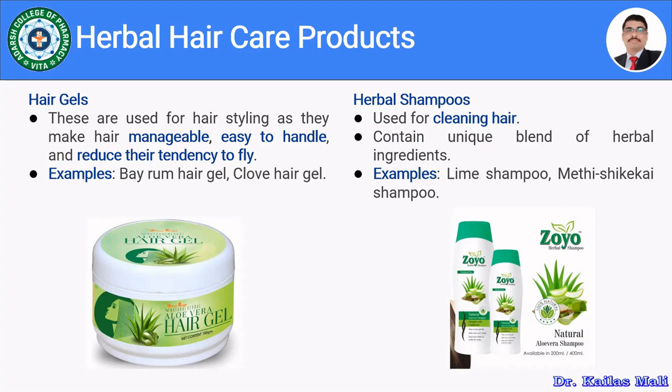The second type of preparation is known as the herbal shampoos. There are so many herbal materials which have an ability to form a foam or a soap, and they are going to give the cleaning action. They are going to be used as a conditioner, nourisher, and with the help of these ingredients, it is possible to prepare the herbal shampoo. So herbal shampoos, basically used for the cleaning of hairs, contain a unique blend of herbal ingredients. For example, lime shampoo, then methi shikekai shampoo. Methi shikekai shampoo is being used as an anti-dandruff.